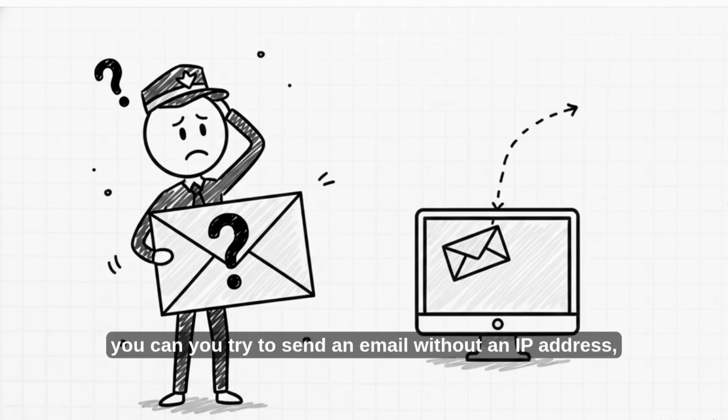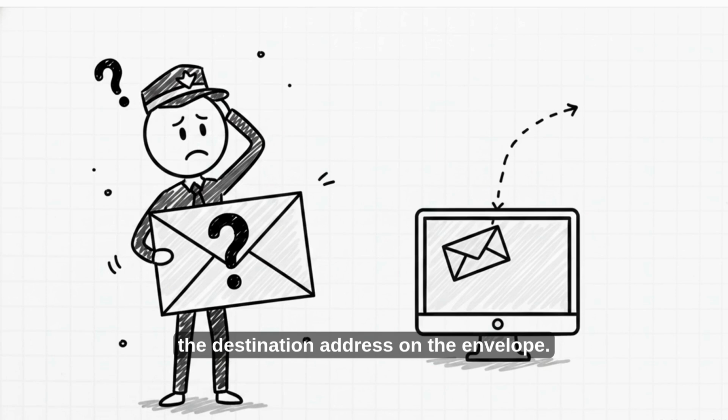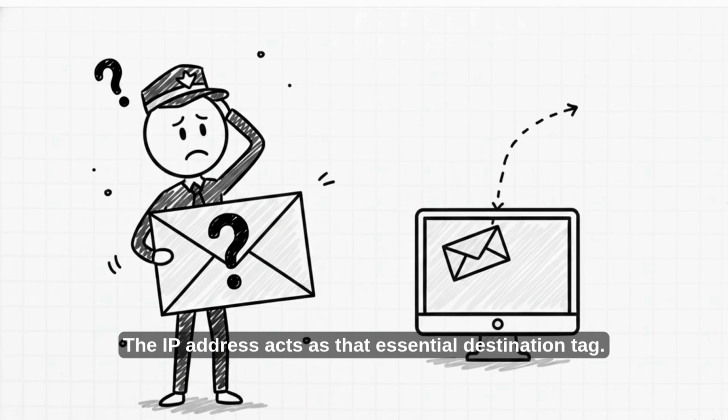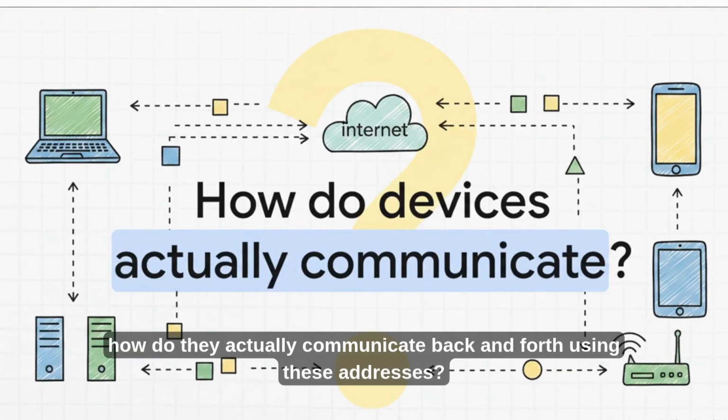If you try to send an email without an IP address, it's literally exactly like trying to mail a physical letter without writing the destination address on the envelope. The post office wouldn't have a clue where to send it. The IP address acts as that essential destination tag. So, you might be wondering, how do they actually communicate back and forth using these addresses?